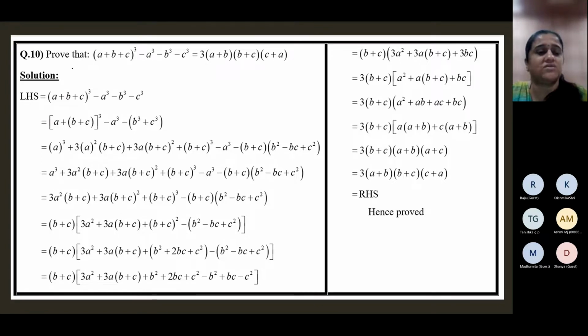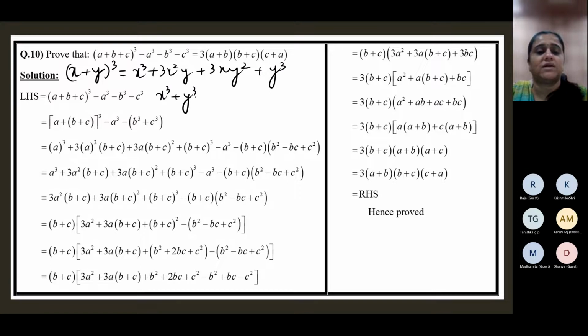I'll just write the identities used here. X plus y the whole cube is x cube plus 3x square y plus 3xy square plus y cubed. And we have also used x cubed plus y cubed is x plus y into x square minus xy plus y squared.